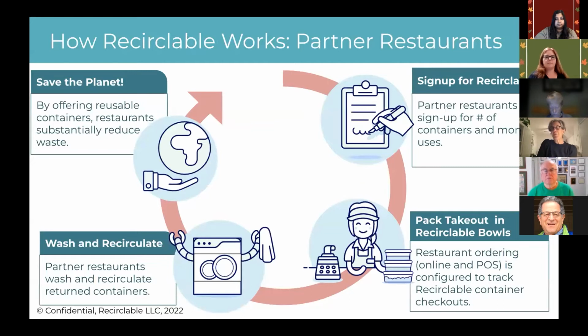So how does it work? I'll start from the restaurants' perspective. The restaurants that work with us sign up, and we work with them to figure out the number of containers they'll need to start with, and approximately how many uses they would get out of those containers in a month. Then they set up their online ordering to reflect this as an option. Customers place the orders, the restaurant packs them in these reusable containers, and customers drop them back at the restaurant, who sanitize and wash them, and reuse them again, saving a lot of waste.